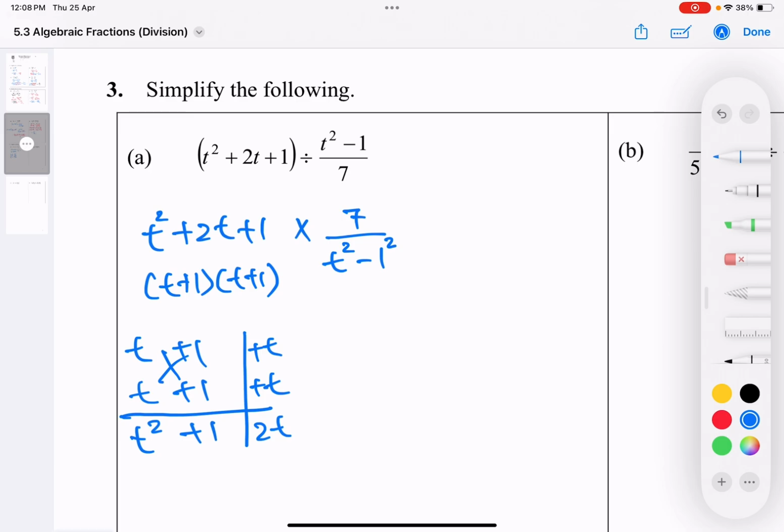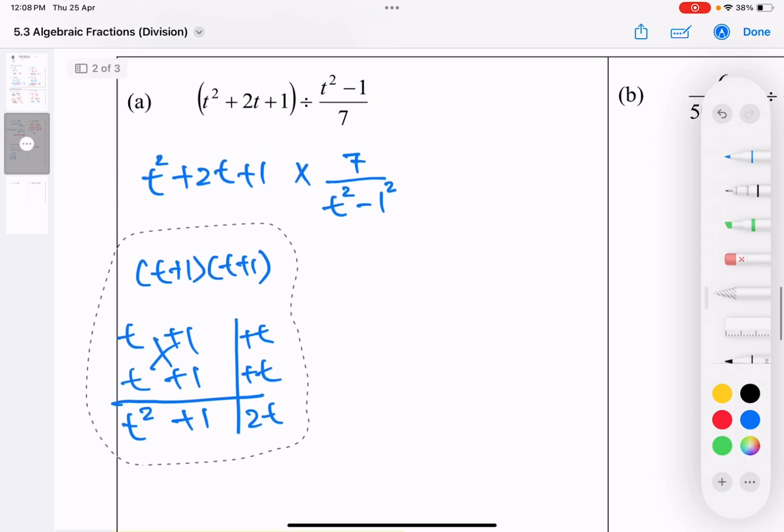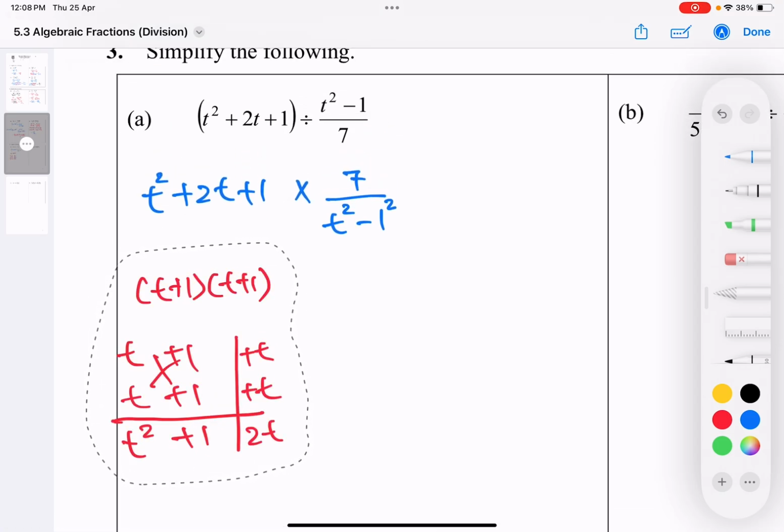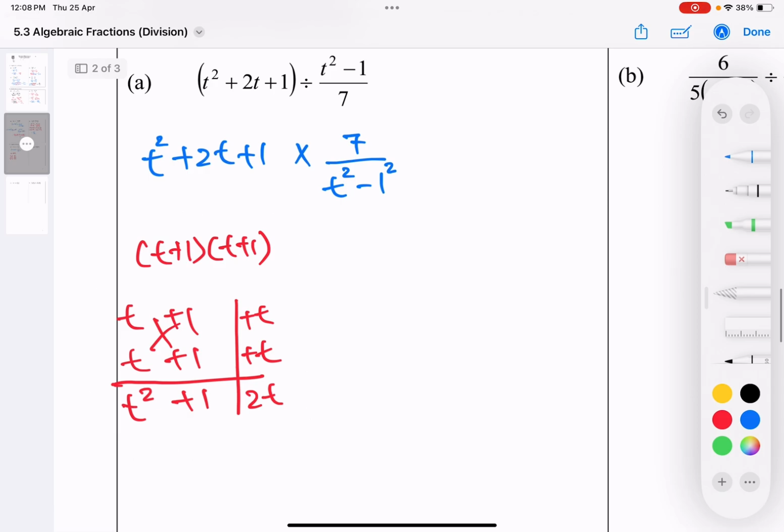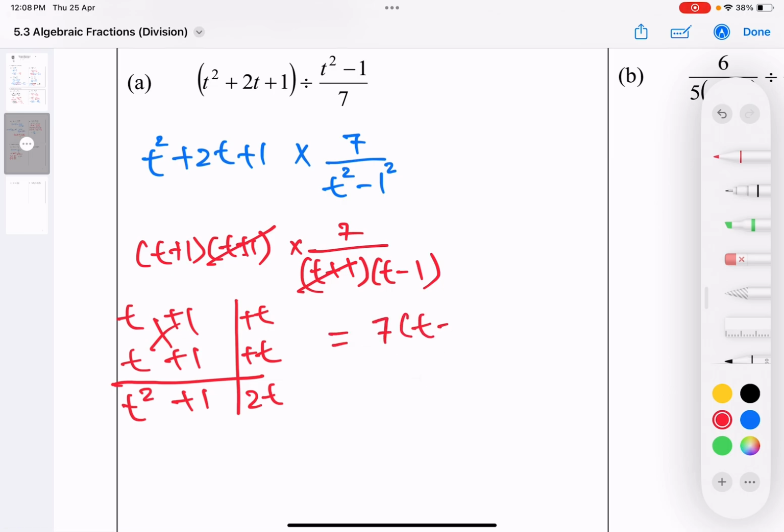Okay, so this part, let me bring everything down so there's more space. This part is the same as, times 7 t plus 1 t minus 1. Once you factorize everything, start to cancel. So I cancel here. So my final answer is just 7 times t plus 1 t minus 1.